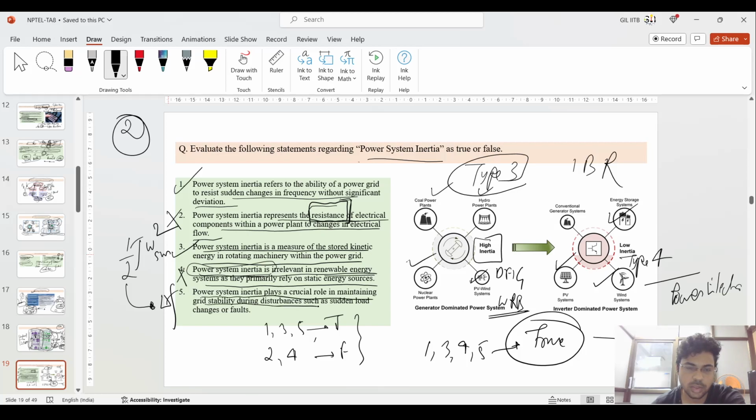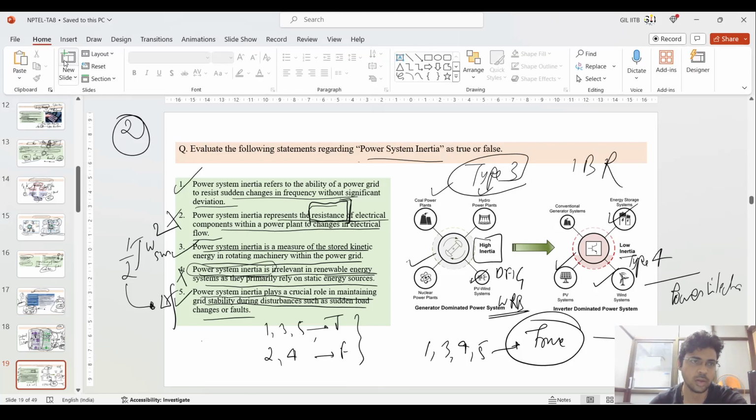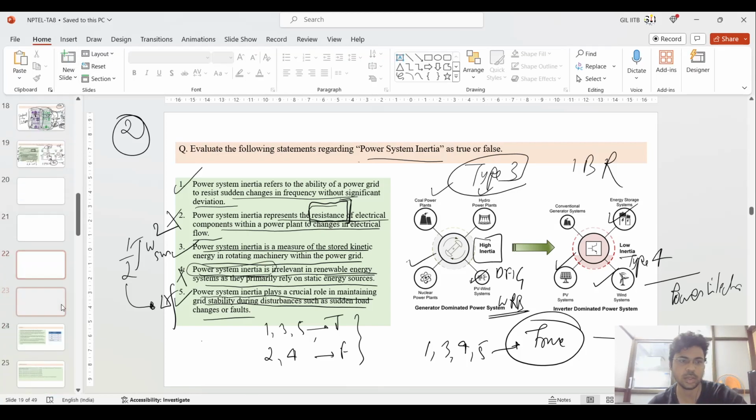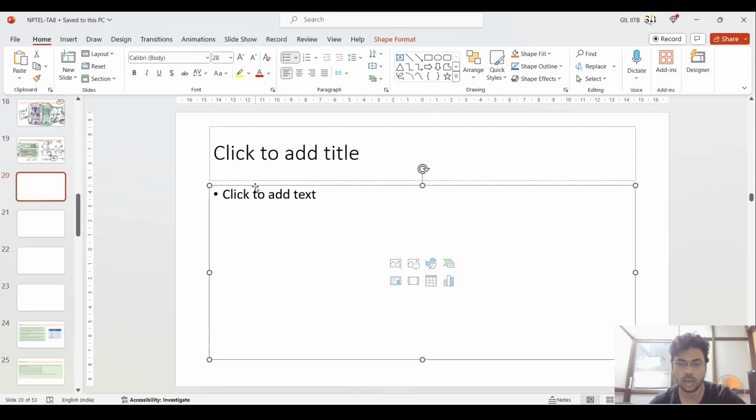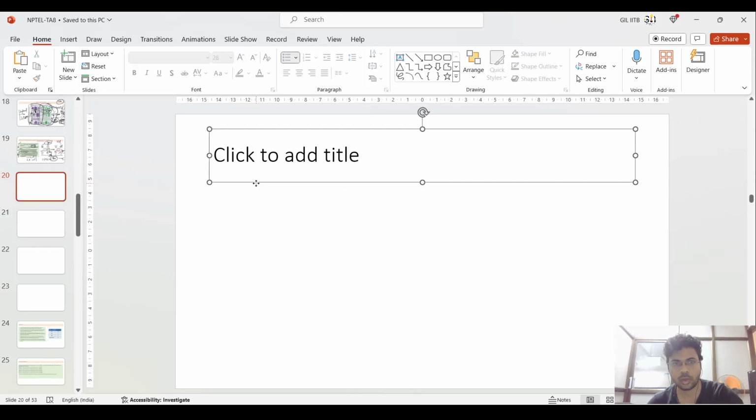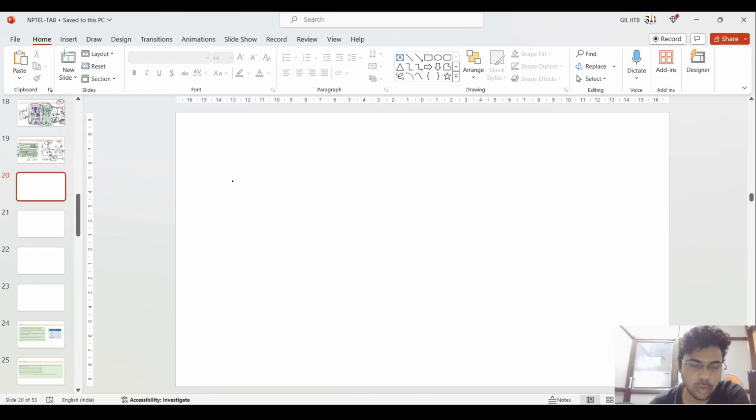Coming to the fifth part, the power system inertia plays a crucial role in maintaining grid stability during disturbances such as sudden load changes or faults. That is true. Let me make a certain situation where a conventional power plant provides inertial support. Let me take one example, and how a PV based power plant can provide inertia.